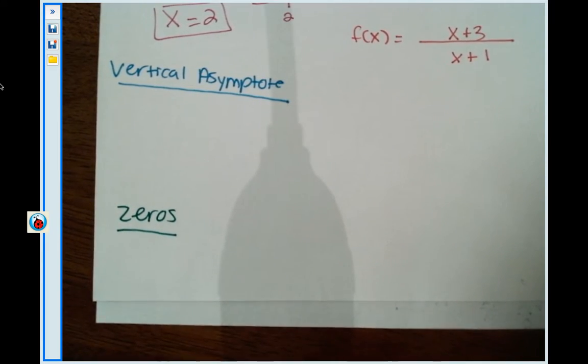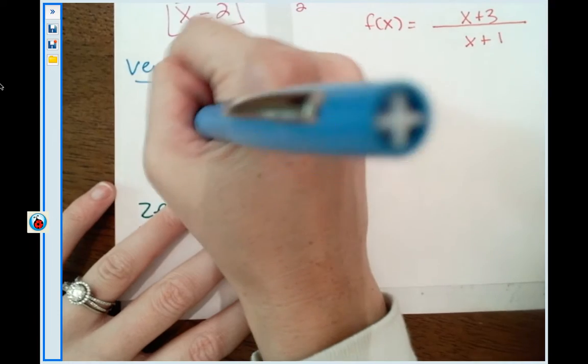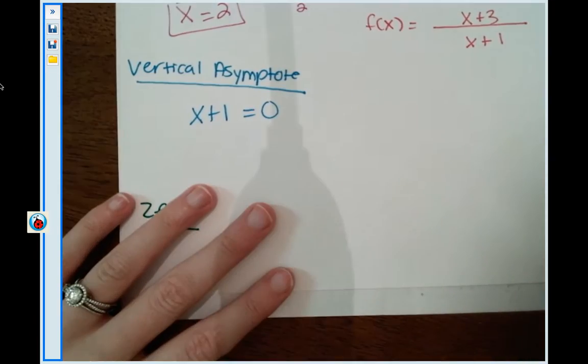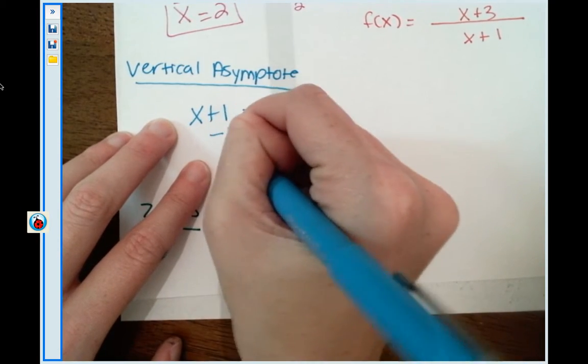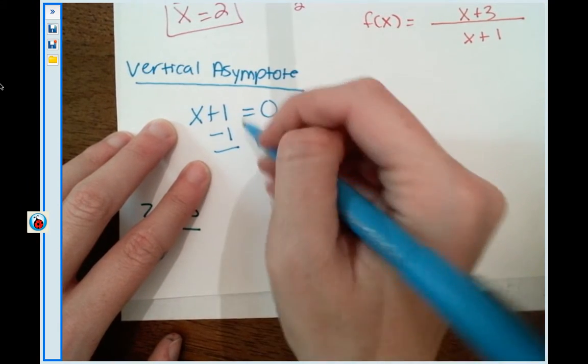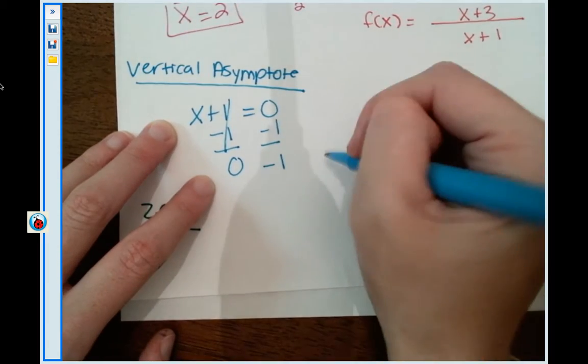So vertical asymptotes, we set everything in the denominator equal to 0, which my only factor in the denominator is x plus 1. Alright, and when I solve this thing for x, and when I bring 1 to the other side, I'm going to subtract 1 on both sides. 1 minus 1 cancels and turns to 0. 0 minus 1 is negative 1.